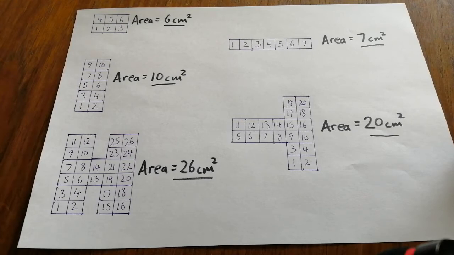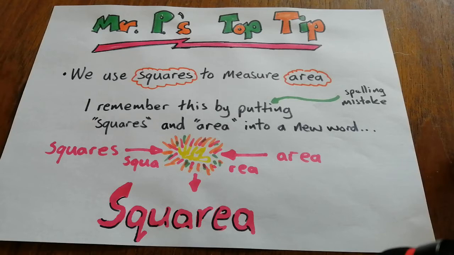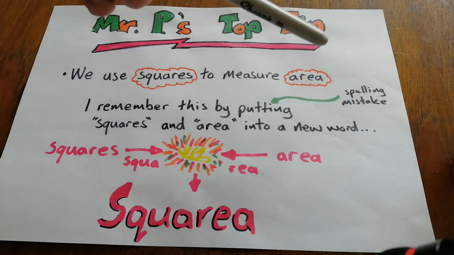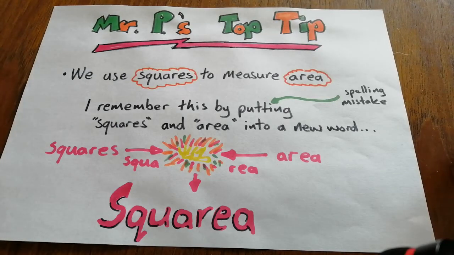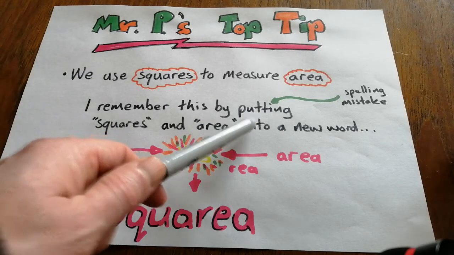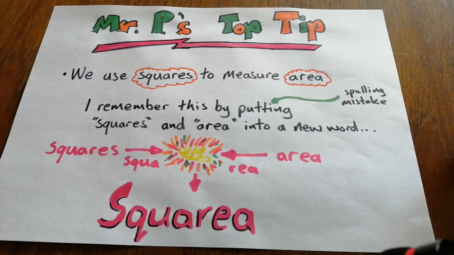Okay, let's think about how we are now going to remember the area of a shape, how we are going to remember what that is. Right, it's top tip time, guys. This is my top tip for remembering how to think about the area of a shape, okay? The way that I remember it is that we use squares to measure area. Now I remember this by putting, which is meant to say putting, so I've noticed my spelling mistake.